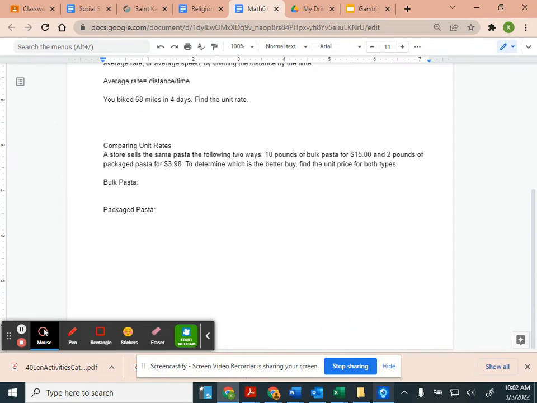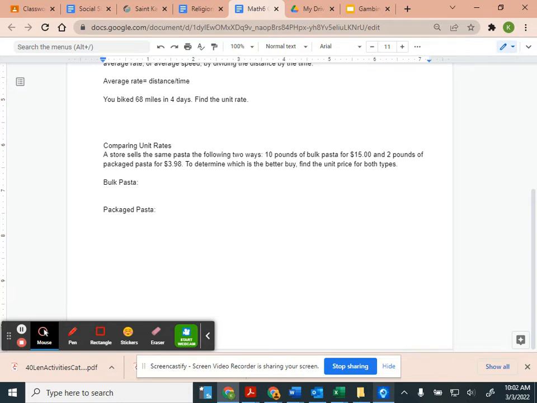Comparing unit rates. So if we're going to compare things, we're going to have to find the unit rate of both, right? Because we want to be able to compare them. So we need to find that unit rate of both of them.